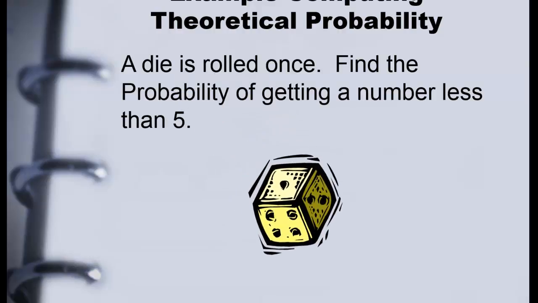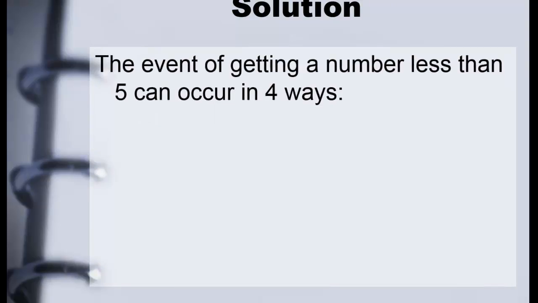So an example: a die is rolled once. Find the probability of getting a number less than 5. So we know on a die we have one dot, then another side 2, then 3, then 4, then 5, then 6. But it says find the probability of getting a number less than 5. So the event of getting a number less than 5 can occur in 4 ways. Because think of numbers that are less than 5 on a die: 1, 2, 3, and 4.